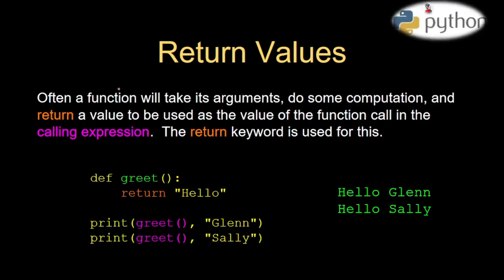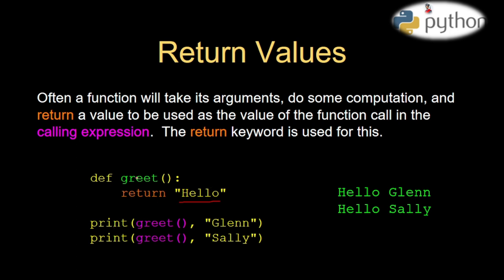Return value. What is a return value? Often a function will take its arguments, do some computation, and return some value to that function at the value of the function call in the calling expression. The function is defined, it has a parameter variable, and we pass an argument to that variable. Based on that argument, the function does its calculation or any computation, and after that it returns a value. This return value is the return keyword followed by that value. Look at this one: diff great, return hello. This is the return output or returned value.